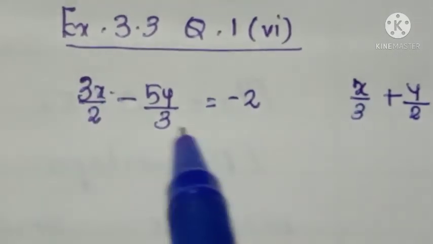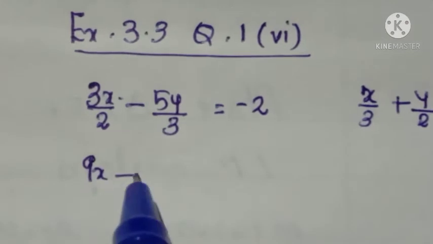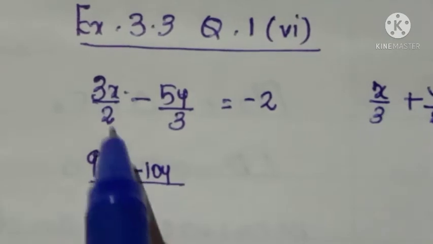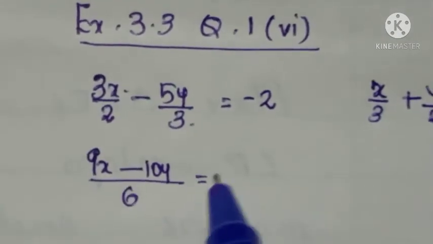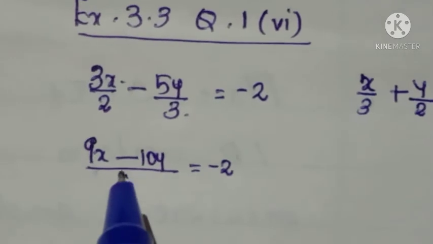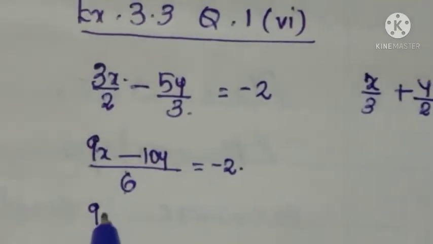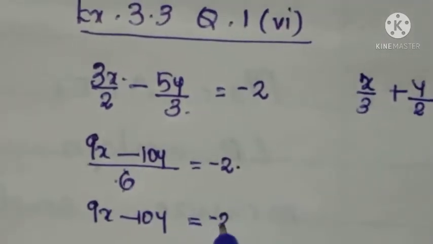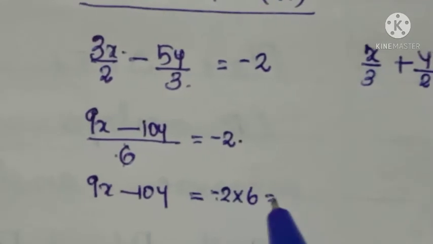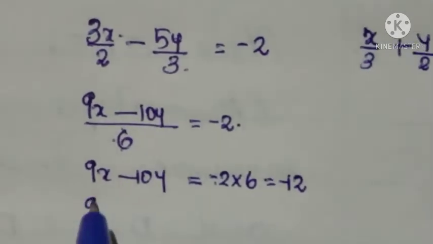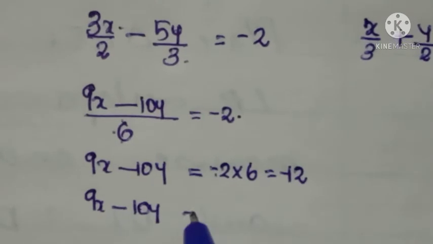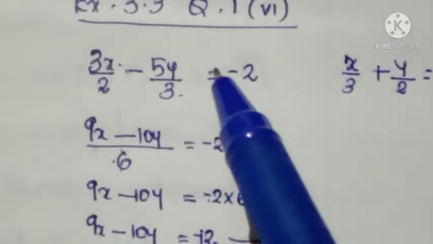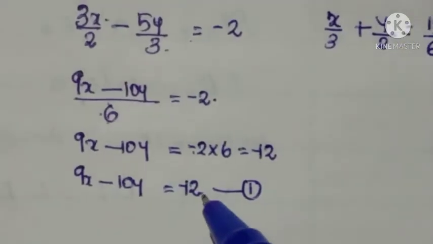Okay. So 3x into 3, 9x, minus 5y into 2, 10y, divided by 2 into 3, 6, equal to minus 2. Now take this 6 to the right side. So 9x minus 10y is equal to, by 6 becomes into 6, so minus 2 into 6, minus 12. So listen, 9x minus 10y is equal to minus 12. This is our first equation.